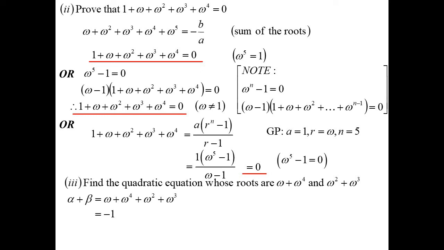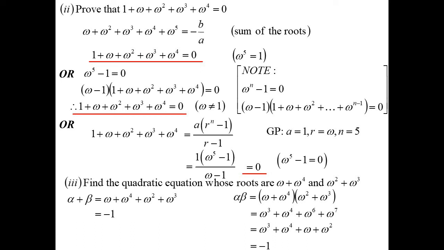Okay, product of the roots. Well, let's expand that out. But omega to the power of 5 is equal to 1. Therefore, omega to the power of 6 is omega. And omega to the power of 7 is omega squared. Well, those all added together is negative 1. I now know my equation. x squared minus the sum of the roots, so minus negative 1, so x plus the product of the roots, negative 1. There's the equation.